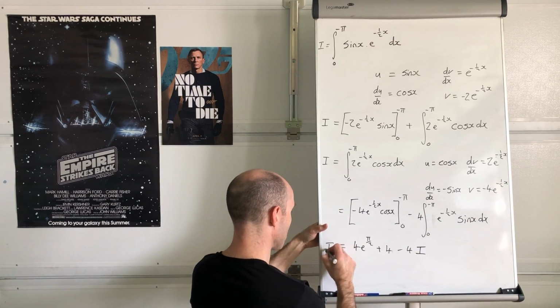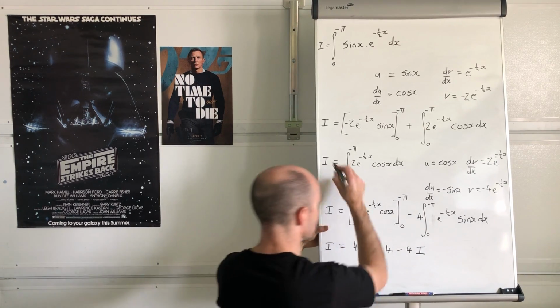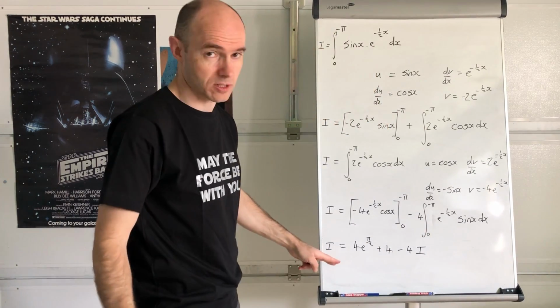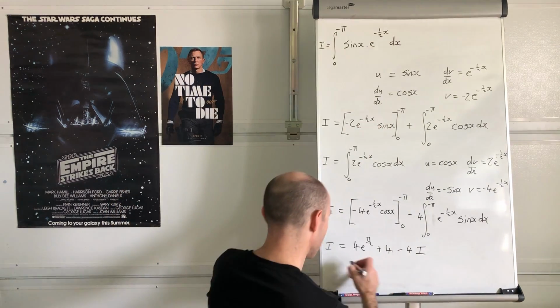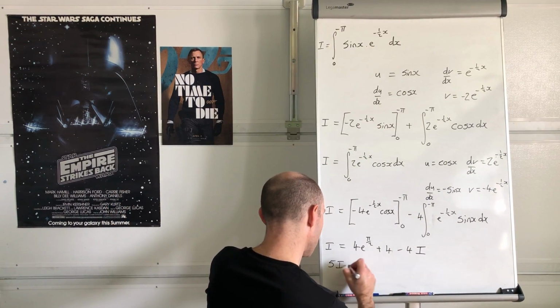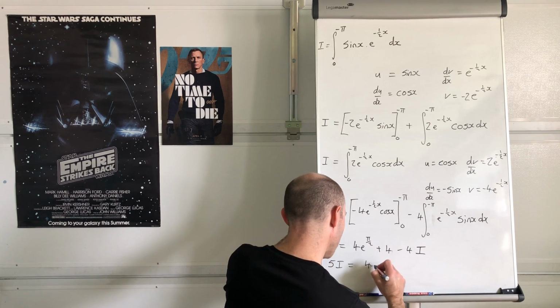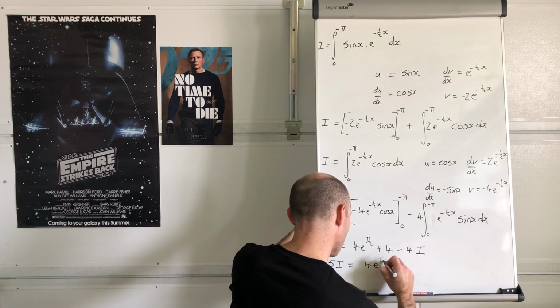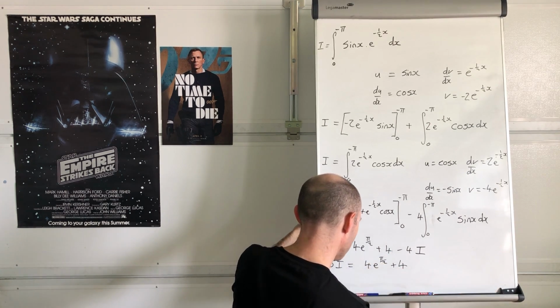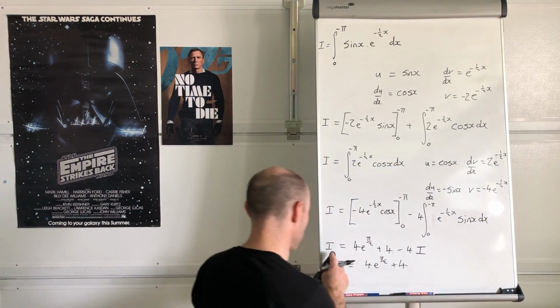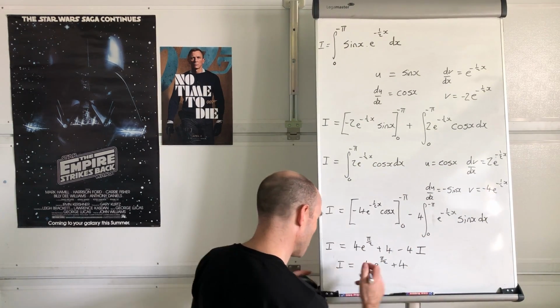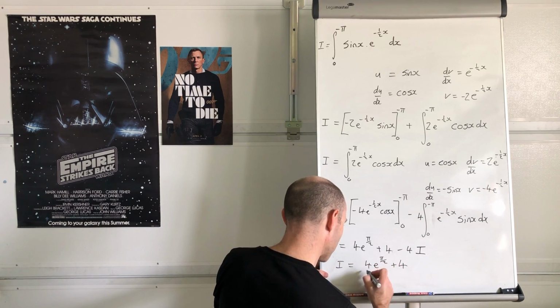And remember that this is the same as I, isn't it? Do you know what to do? Just put that 4I onto that side. So you've got 5I is equal to 4e to the pi over 2 plus 4. Just bring the 5 over to the other side. I'm loving this because I can fit it all on one board. So you're going to have 1/5 of all of that.